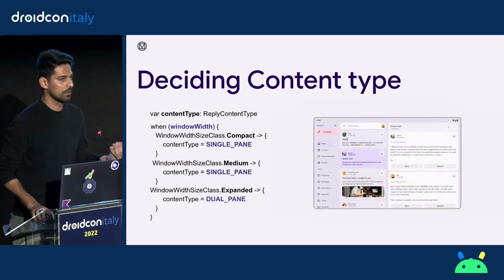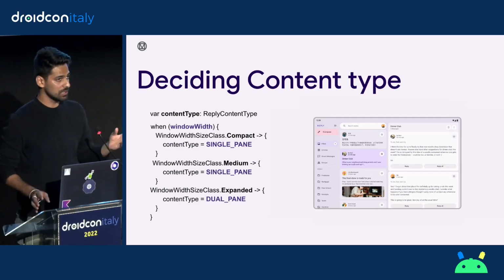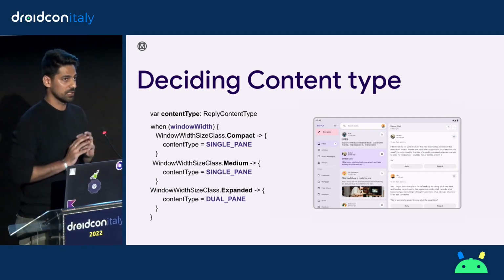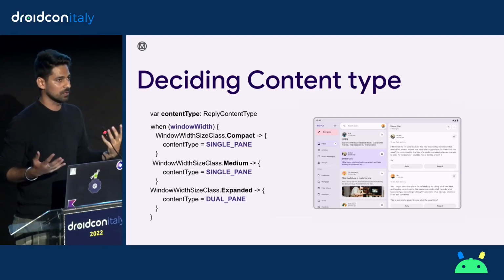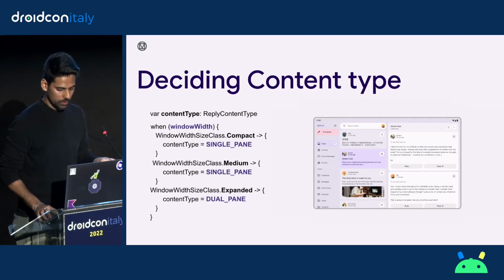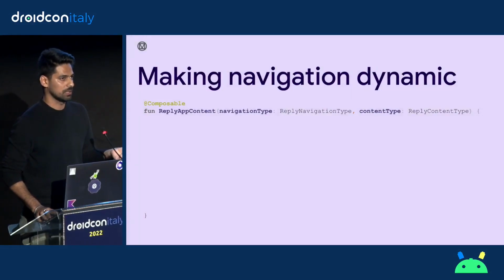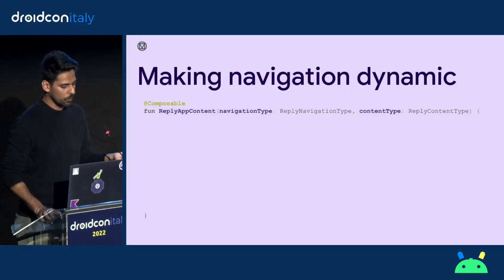And for expanded, we can have a dual pane. So now we have a content type, we have a navigation type, which is tightly listening to the window size classes as the device goes through different states. We want to observe it in our content. So we passed both this variable to our content, and here we leverage the power of Compose.